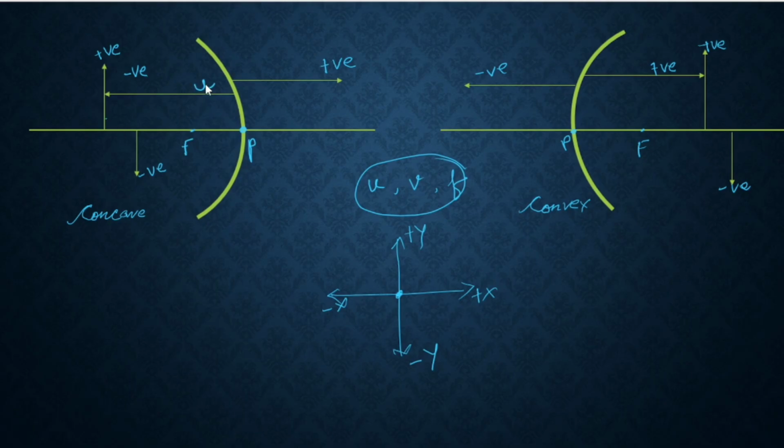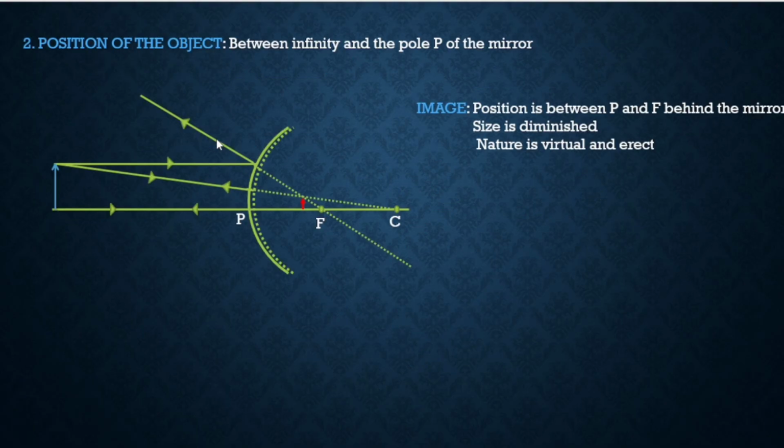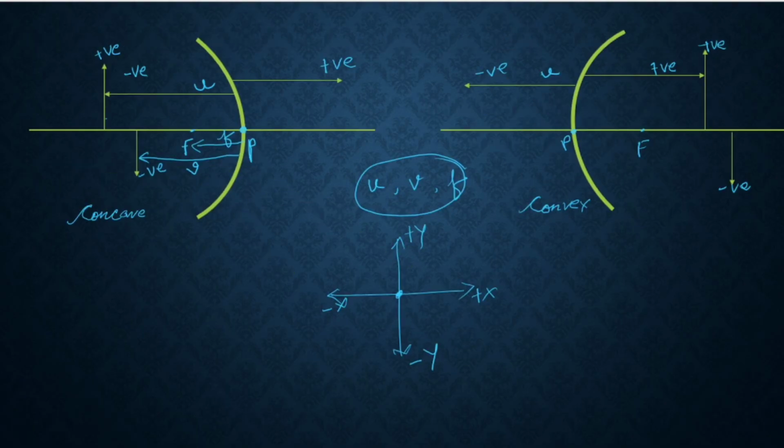Pole से object तक जो distance measure किया जाता है उसे U कहते हैं. It is represented as U. Same way, this is your U और V. V is the image distance. Pole से जहाँ पर image form हुआ उसका जो distance है that is called your image distance, which is represented as V. और focal length कौन सा है? पोल और प्रिंसिपल फोकस के बीच में जो लेंथ होता है उसे F से डिनोट किया जाता है.